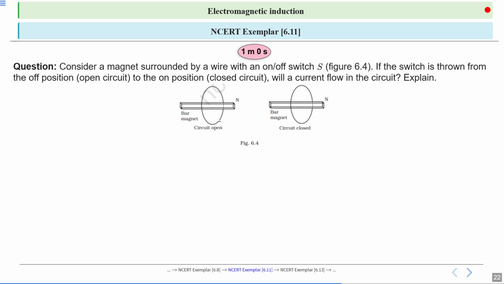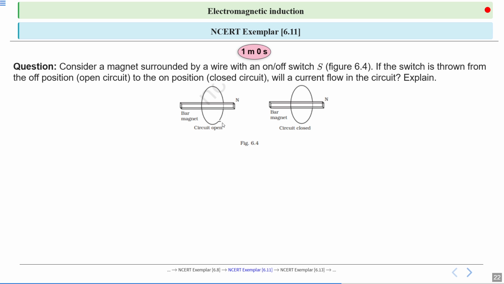So next question. Consider a magnet surrounded by a wire with an on-off switch S, figure 6.4. If the switch is thrown from the off position, that is open circuit, like given in the first diagram, to the on position, that is in the second figure, closed circuit, that means we are closing the circuit. Will a current flow in the circuit? This magnet is not moving. This wire is surrounding the magnet.